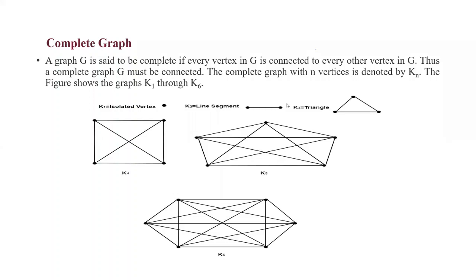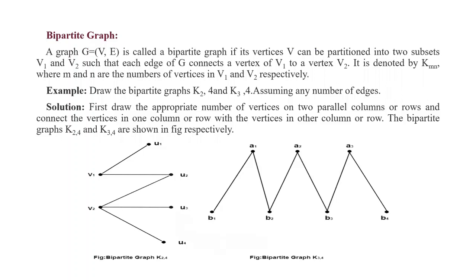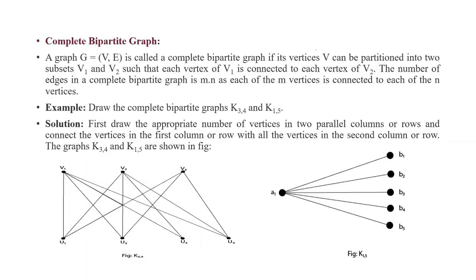Next, a complete bipartite graph. A graph (V, E) is called a complete bipartite graph. We know the bipartite graph: the vertex set V is partitioned into V1 and V2. Same here, the vertices V can be partitioned into two subsets V1 and V2. But the only difference here is that each vertex of V1 is connected to each vertex of V2.